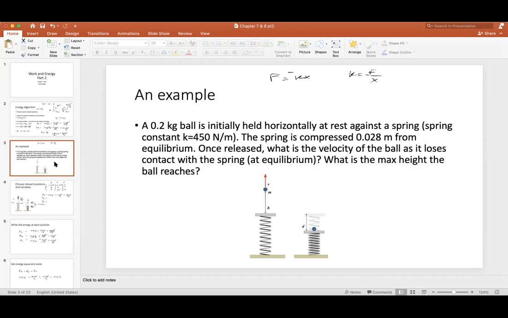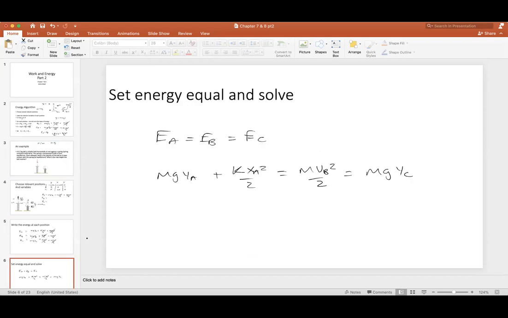We were told that M was 0.2 and K was 450. So M is 0.2 kilograms, K is 450 newtons per meter. And then we know that YA and XA were both minus 0.028 meters. We don't know YC, but YC is H. We don't know VB, but we want it. So we want these two things.